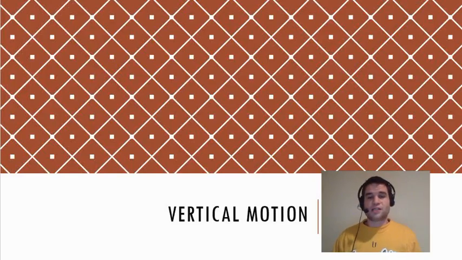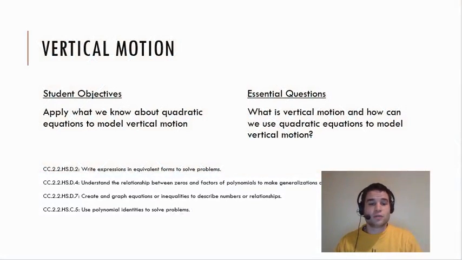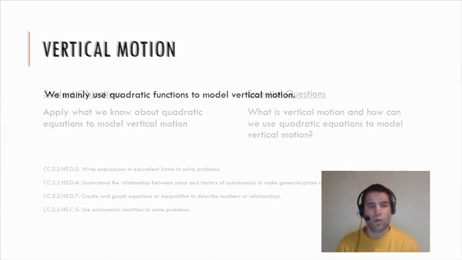This lesson will be discussing vertical motion. So student learning objectives for this lesson: apply what we know about the quadratic equation to model vertical motion. Essential questions: what is vertical motion and how can we use quadratic equations to model it? And your Common Core standards are below.